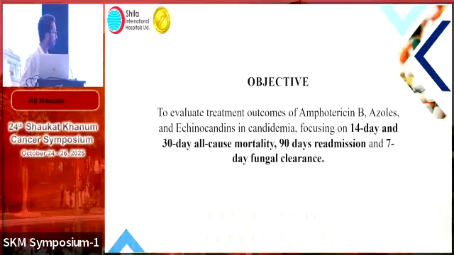If you talk about the objective, our primary objective was 7-day fungal clearance. We wanted to see which of the 3 groups of antifungals that we have chosen gives fungal clearance within 7 days. Then the secondary objective was 14-day mortality, 30-day all-cause mortality, and 90-day readmission.